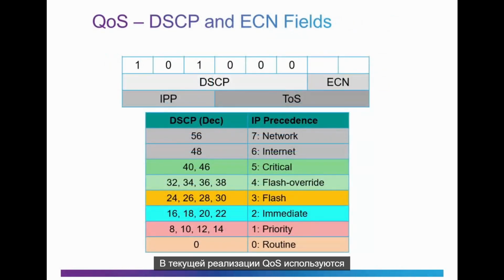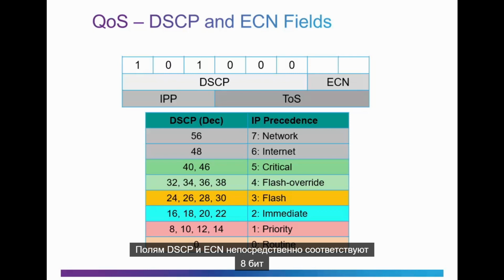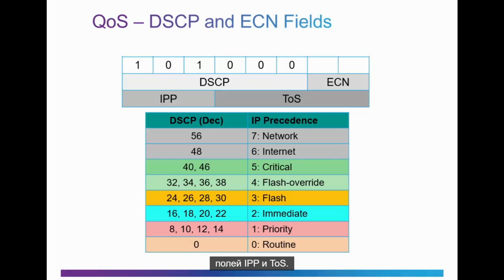The current implementation of QoS uses the Differentiated Services Code Point and Explicit Congestion Notification fields, or DSCP and ECN. DSCP and ECN map directly over the 8 bits of the IPP and TOS fields, and the DSCP field is backwards compatible with the IPP field.